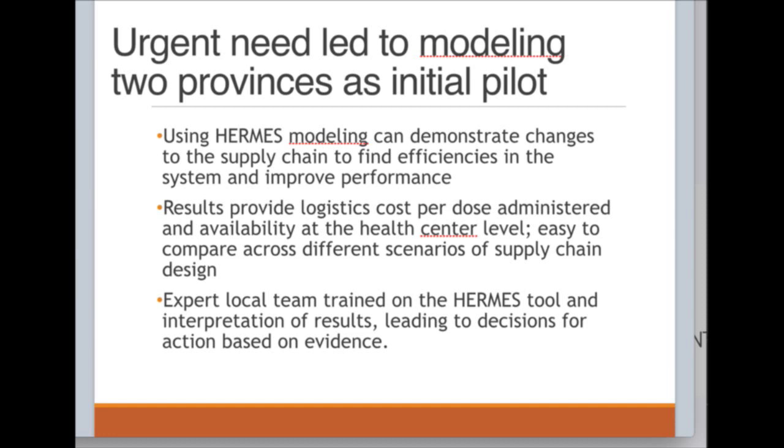So all of the things that I just said in the previous slide, the system that is not functioning very well already and the introduction of new vaccines, has put a certain level of urgency on Mozambique to try some of these approaches that are being put forward, and to try and find efficiencies in the system. So HEMIS modeling is one of these initiatives and an approach that has been brought into Mozambique. HEMIS modeling is a tool that can demonstrate changes to the supply chain to find efficiencies in the system and improve performance.